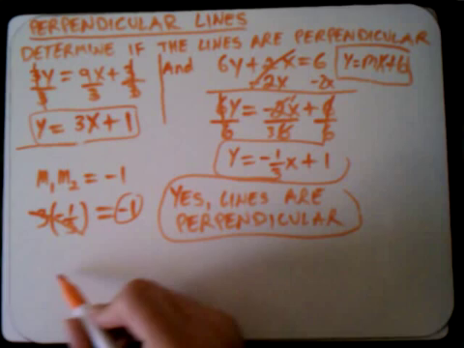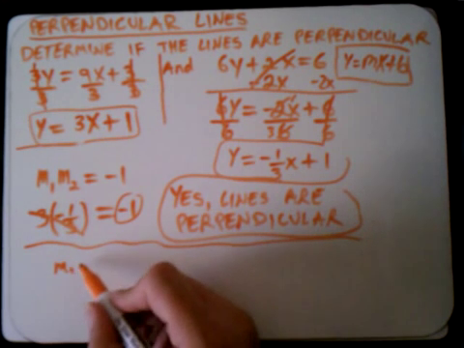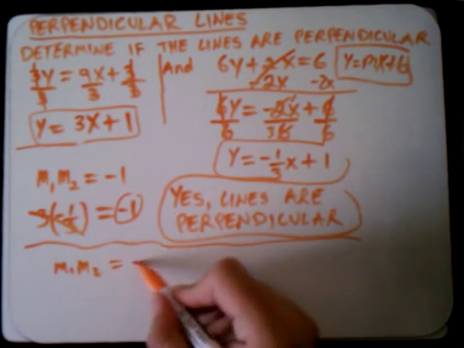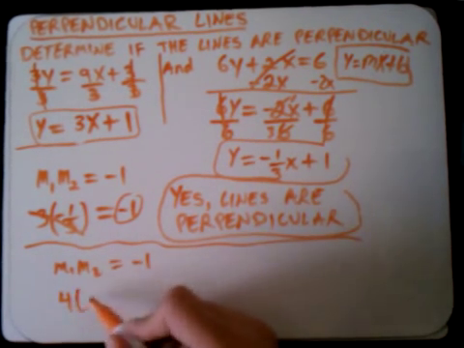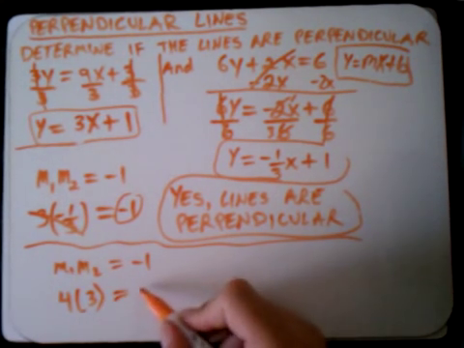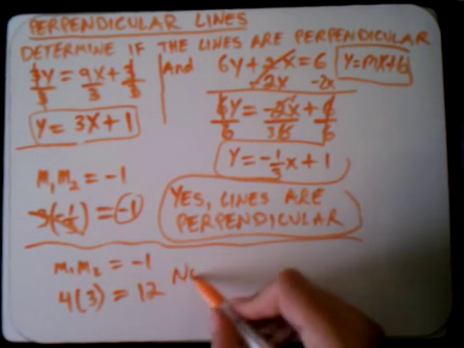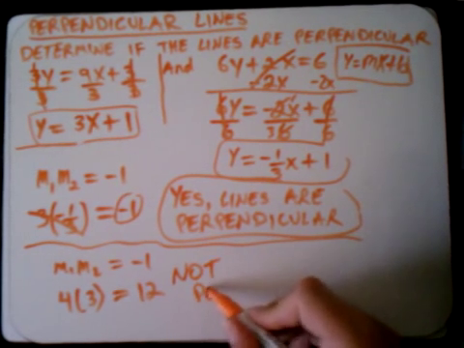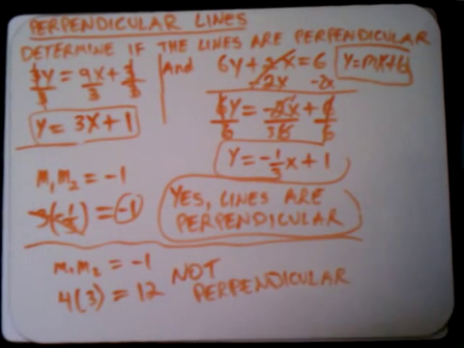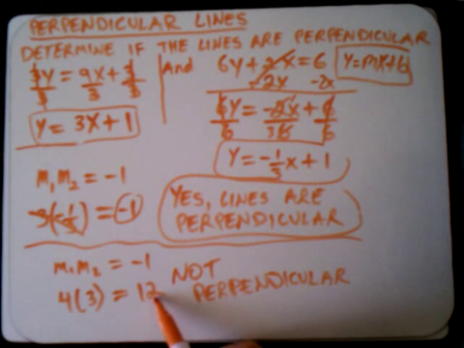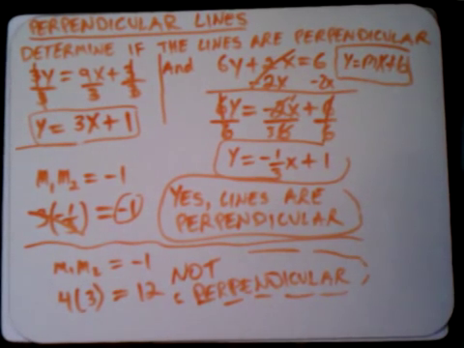For example, let's say this would be another example. If m1 times m2 has to equal negative 1, and your m1 is 4 and your m2 is 3, when you multiply them together, this is equal to 12. So guess what? Not perpendicular. If this multiplication doesn't give you negative 1, your answer will be not perpendicular.